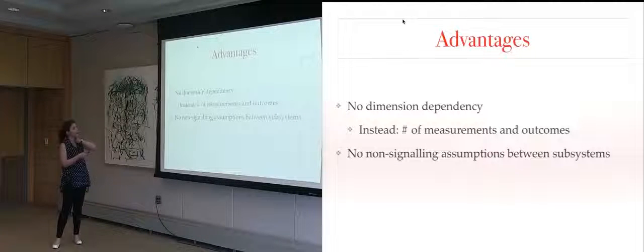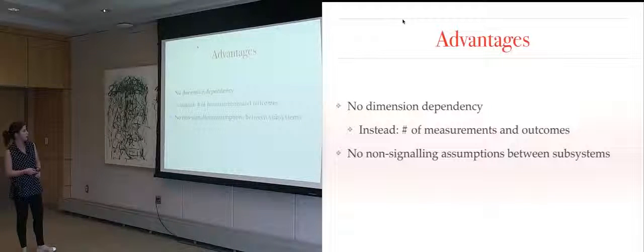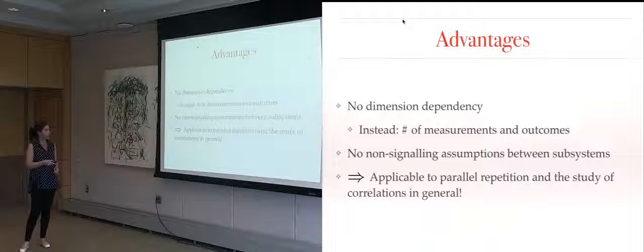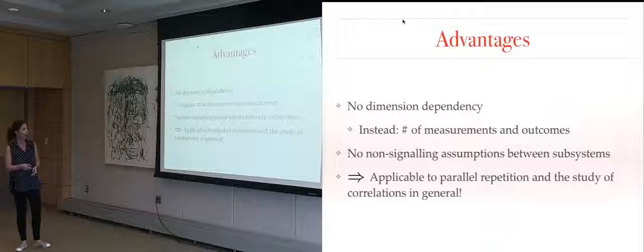So what are the advantages of this new de Finetti theorem that I'll show you in a minute? First of all, there is no dimension dependency. Instead of the dimension dependency that we have in the other de Finetti theorems, we have the number of measurements and outcomes, or the number of questions and answers in a game. So this is something that we know. And we don't have any non-signaling assumptions between the different subsystems. The combination of these two makes this new de Finetti theorem applicable to the parallel repetition question, as we will use it now, and in general to the study of correlations.